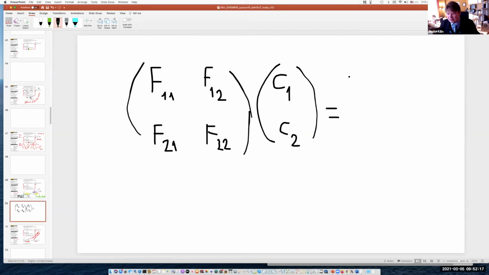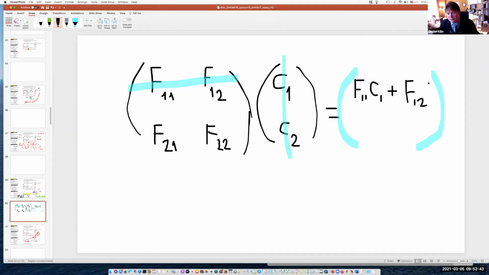I have no doubt that you all can write the answer, right? So something like row by column rule. Row by column for the first element. So which will be F11 C1 plus F12 C2. Do I make any mistakes? No. Probably yes, but not on this slide.